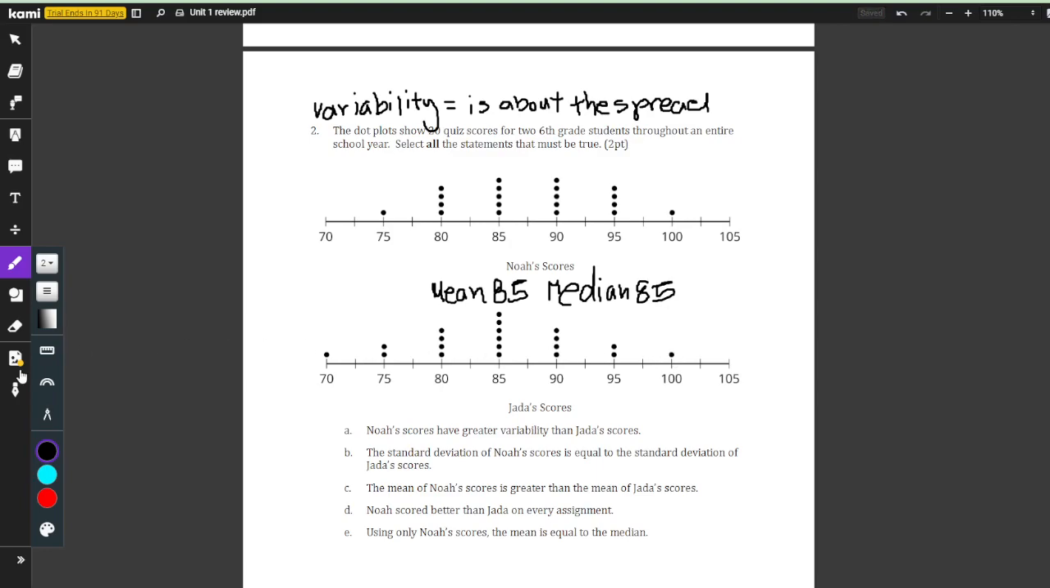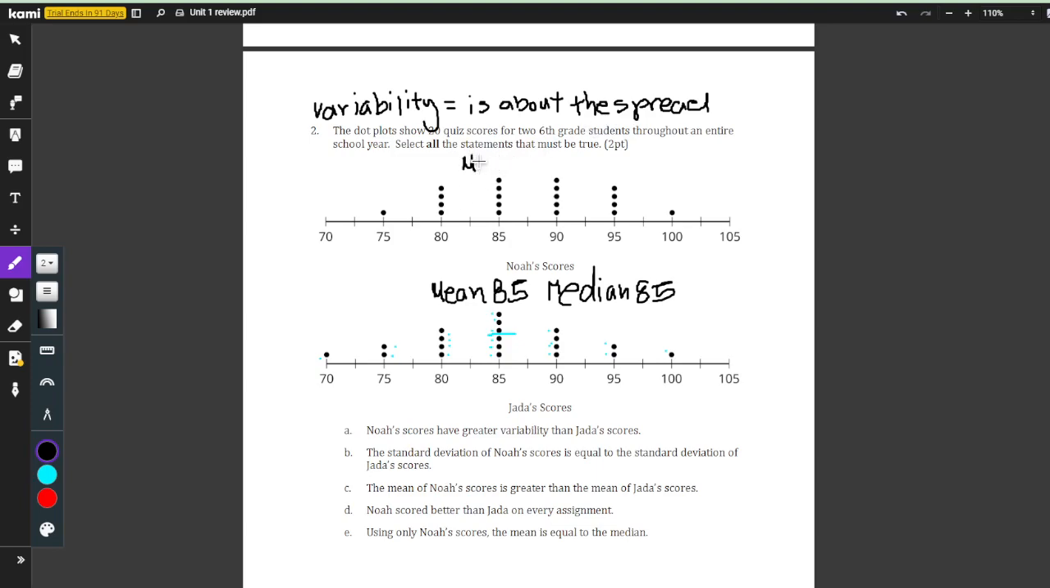Because if we look, we have 1, 1, 2, 2, and then if we keep going all the way across these four, eventually you'll get to the middle, which is about 85. So our median is about 85. So our mean and median for Jada is about the same. Here in this case, our mean's a little different.